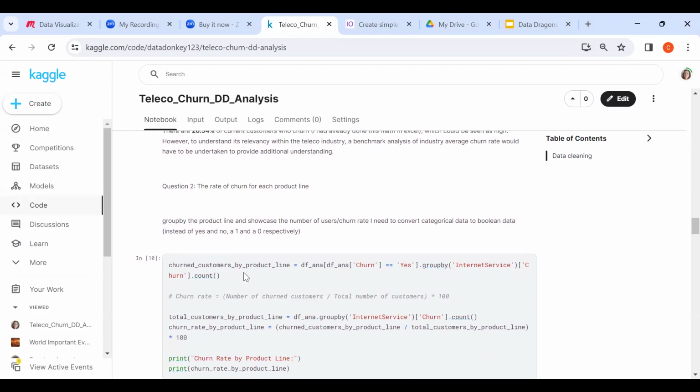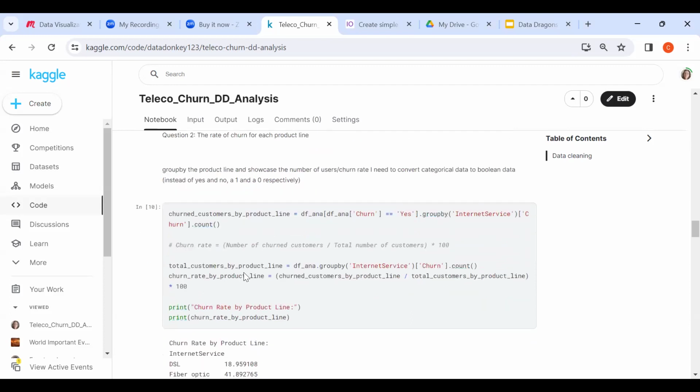It was difficult to understand the relevancy of that number, so I had to do a bunch of further research for the telecommunications industry, and that seems to be roughly in line with their benchmarks. However, I was looking for US data, and I don't know if that's still relevant for South Africa. And then churn rate per product line.